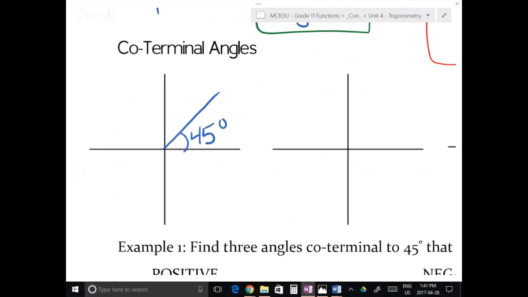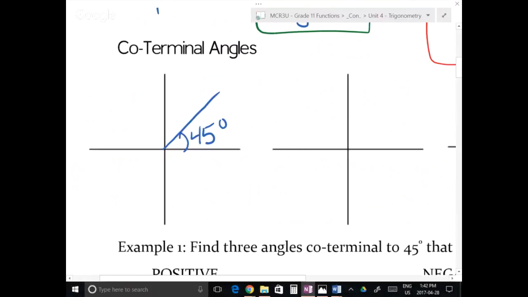Terminal means to stop. It's where we get our word terminate. It comes from the Latin terminus. It's also where we get our word the Terminator. That's our Arnold Schwarzenegger. So, coterminal means angles that do what together? Stop. They stop together. They end at the same place.